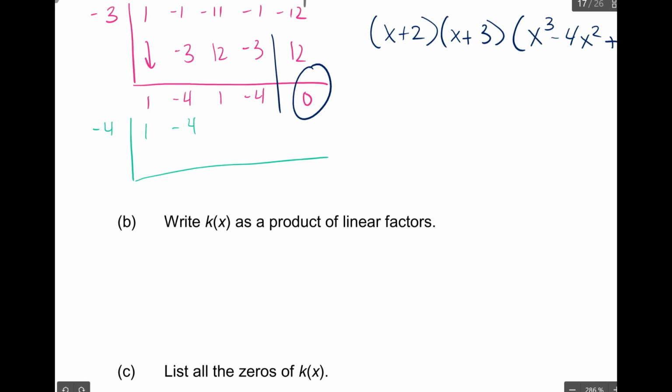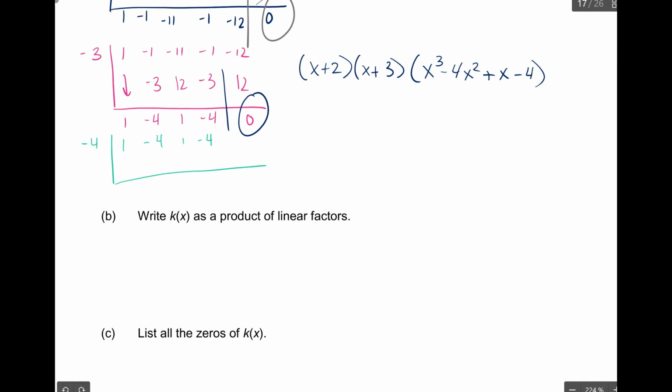Sorry, what I mean is I'm now going to divide this by x plus 4. See if it works out. Actually, I'm going to do it by x minus 4. Oops. Bring down the first coefficient, multiply this out, 0, 1. Multiply this out. Okay. So, I see I have no remainder.